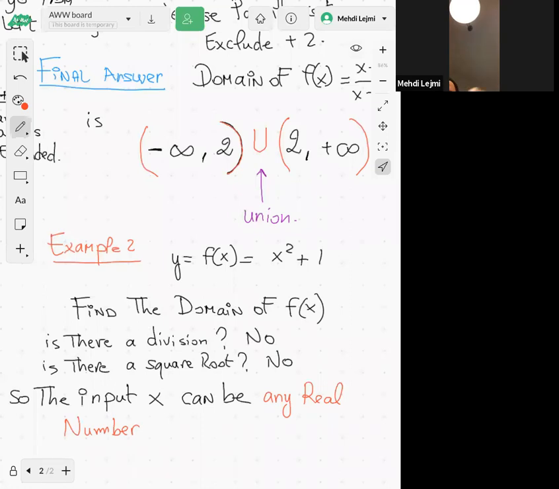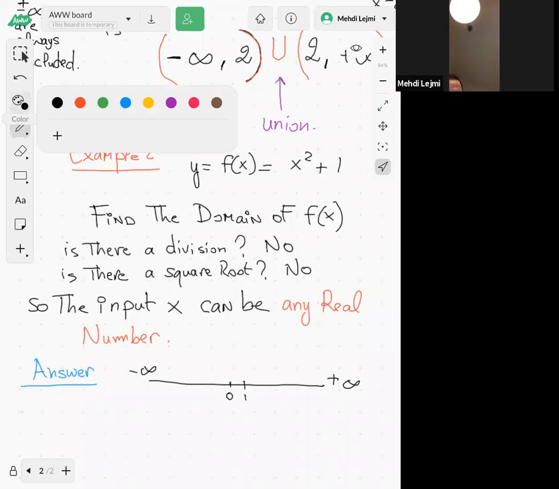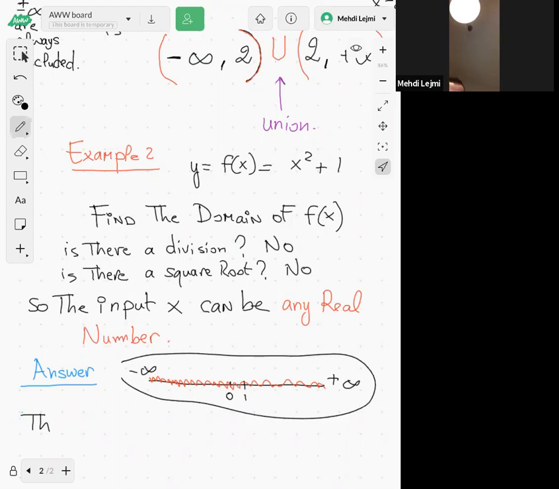And so the final answer, so you don't have to draw this number line, guys. I'm just using this number line to explain the answer, right? So I have my number line, 0, 1, wherever. And what I'm saying is that my input x can be any number, so I don't have to exclude anything. It's the whole number line. So the domain, again, this is just to explain my answer.